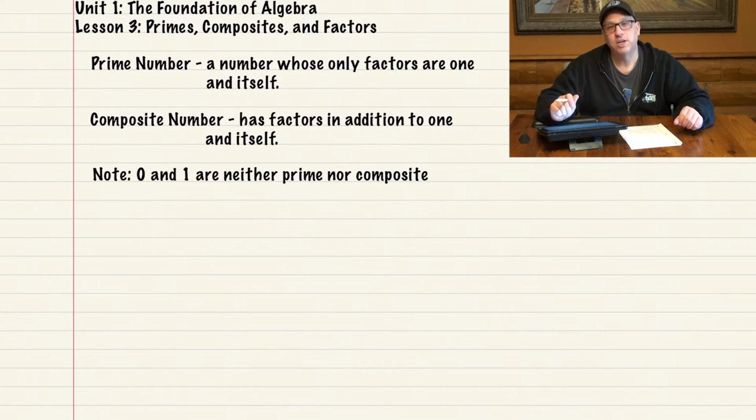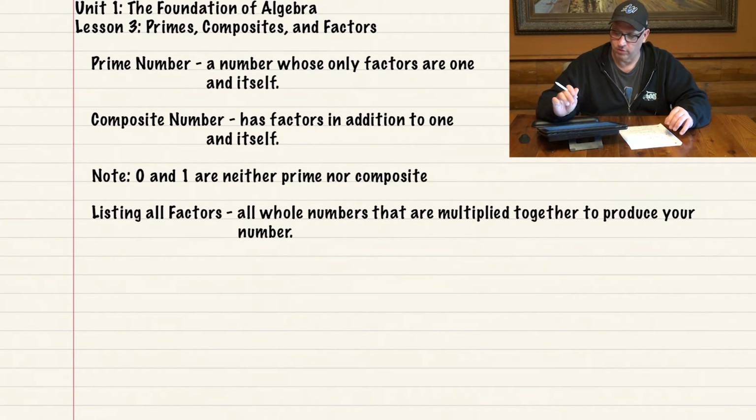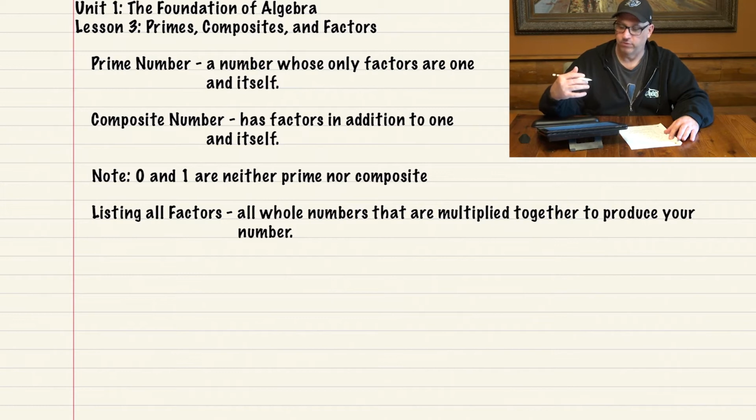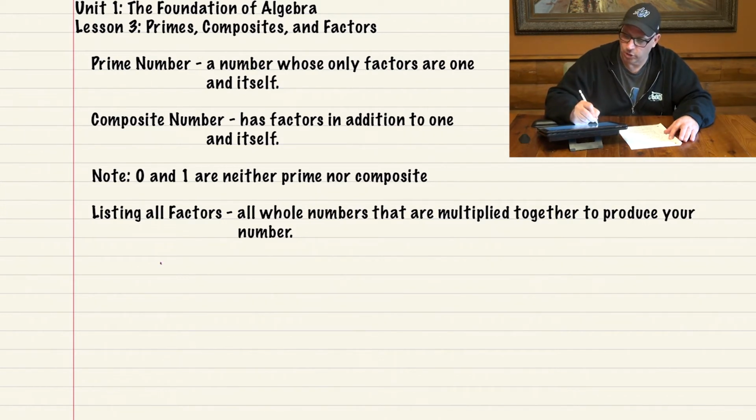Next, I need to point out that 0 and 1 are neither prime nor composite. That's really important for you to understand. And then what I want to cover next is listing all of the factors for a number. So let's pick one, for example. I'm going to pick a number that has kind of a lot of factors. We're going to try the number 30.